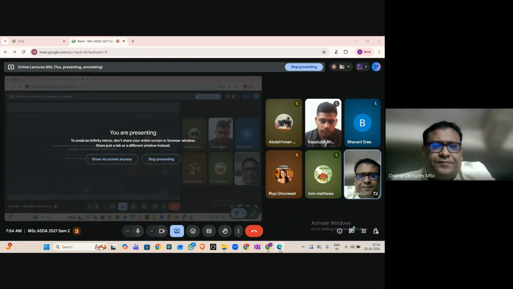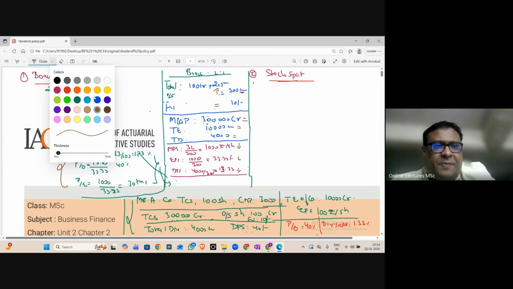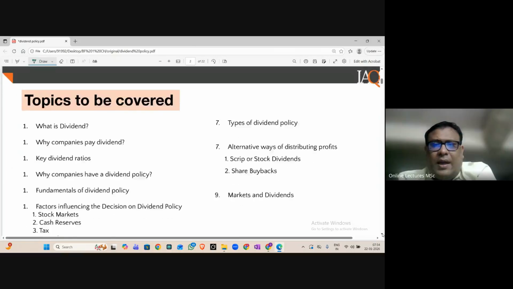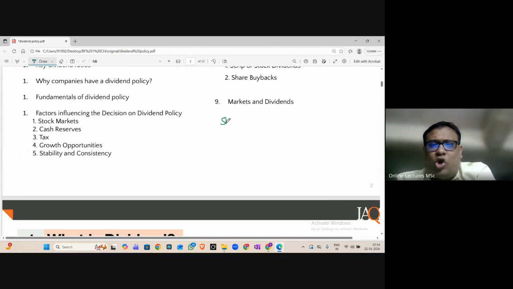Taking it from the perspective of stock split. Everybody, if you go for a stock split, it is slightly different. Now, in stock split, as the word goes, stock is split. Stock is split into many.